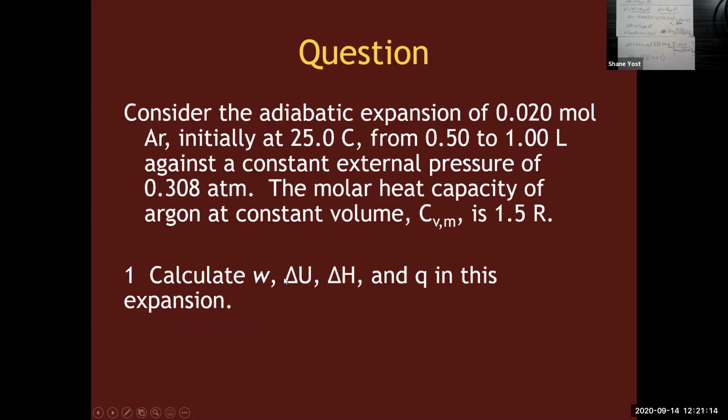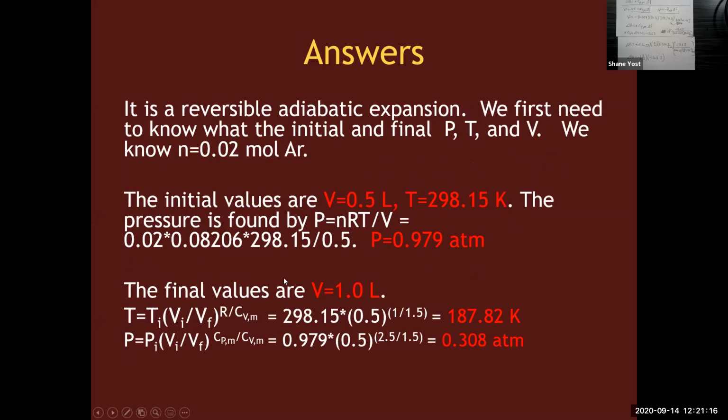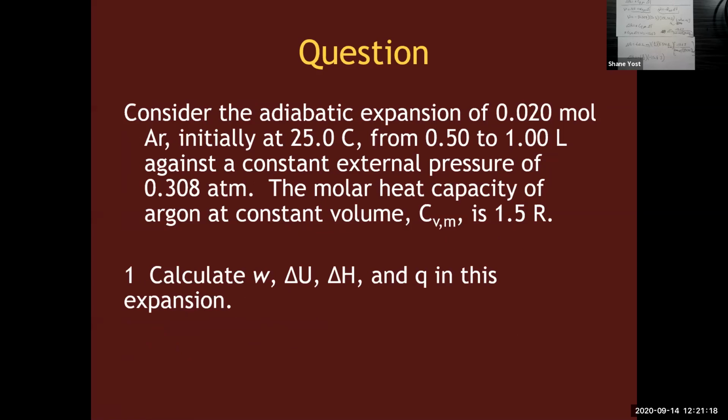We can do more problems with this, and we'll revisit these problems again when we talk about entropy, and you'll be doing examples later on. But those are the two types of adiabatic expansions you can have: a reversible adiabatic expansion or constant pressure, at least for the sake of this class.